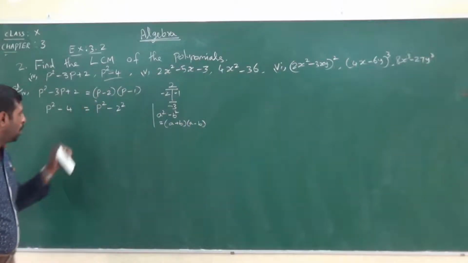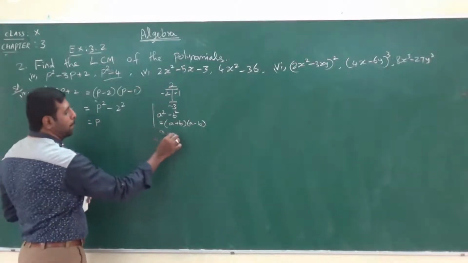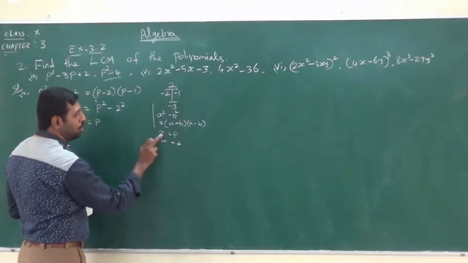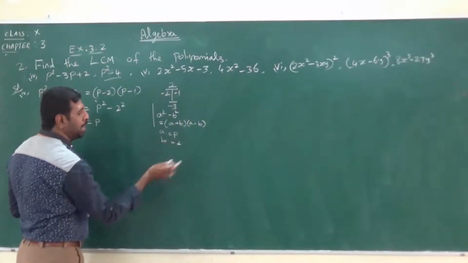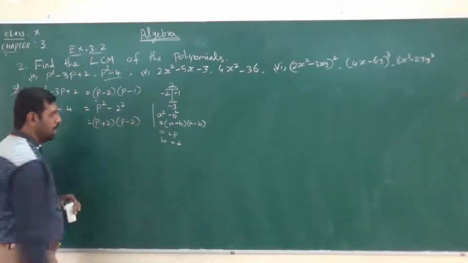So we apply the formula: a square minus b square equals a plus b times a minus b. Here a is p, and in the place of b is 2. Now applying it, we get p plus 2 as one term and p minus 2 as the other term.